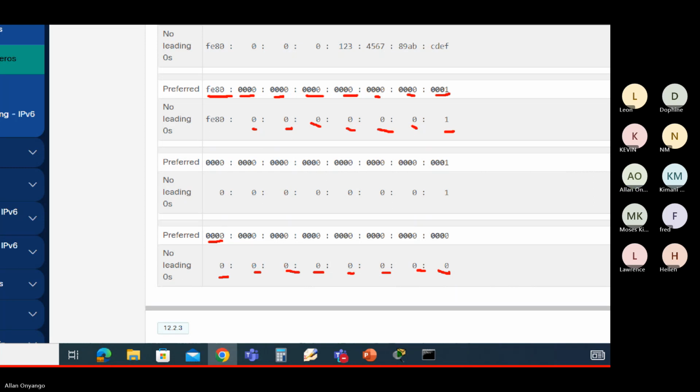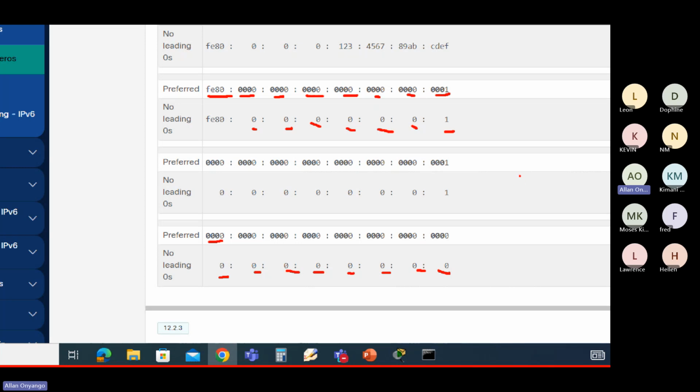By the way, let me ask you guys, if one hexet has four hexadecimal numbers, what is the total number of hexadecimal numbers in all the eight hexets? Four times eight, which is 32. So an IPv6 address is supposed to have 32 hexadecimal numbers. In the last part, we have omitted the leading zeros and you have 0:0:0. We will have an address that has all zeros, but that time will come. Just stay put, there is more to come.